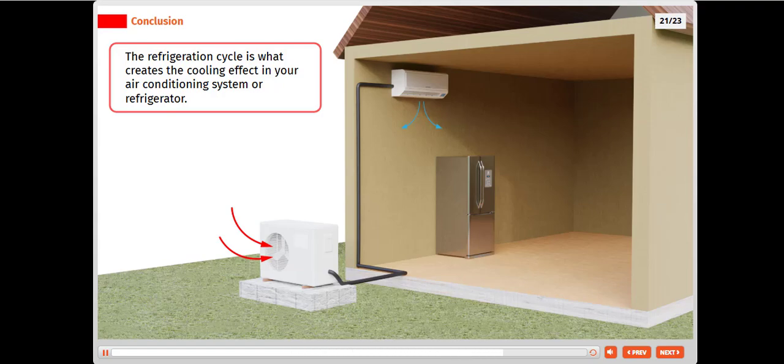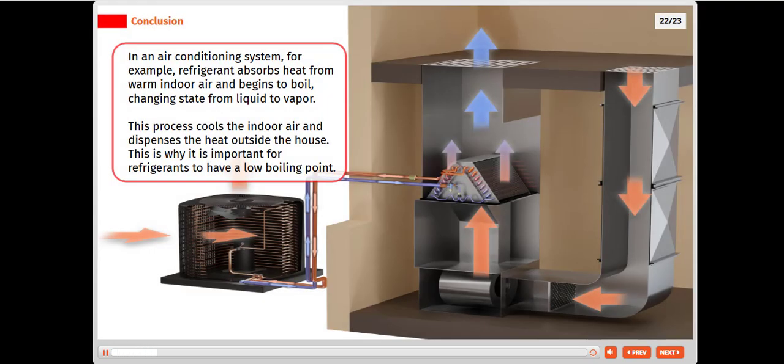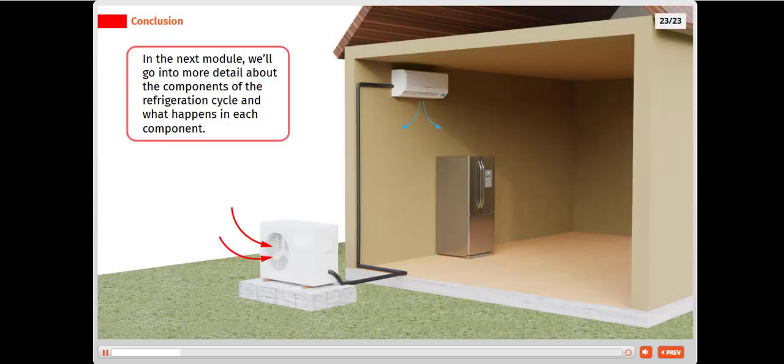In an air conditioning system, for example, refrigerant absorbs heat from warm indoor air and begins to boil, changing state from liquid to vapor. This process cools the indoor air and dispenses the heat outside the house. This is why it is important for refrigerants to have a low boiling point. In the next module, we'll go into more detail about the components of the refrigeration cycle and what happens in each component.